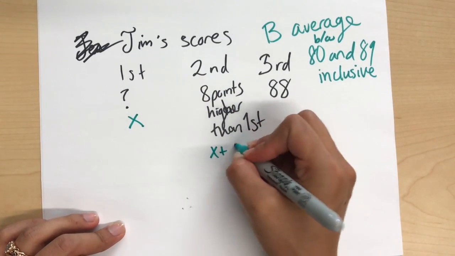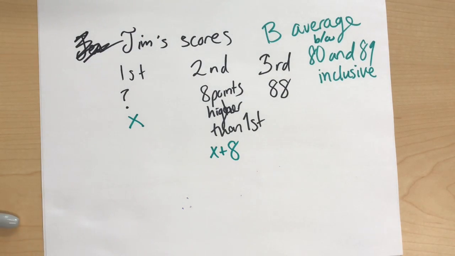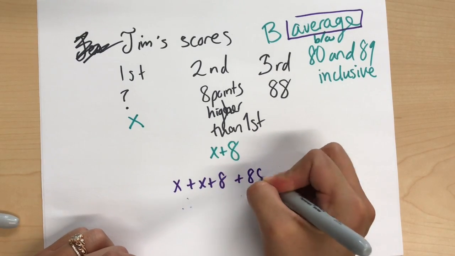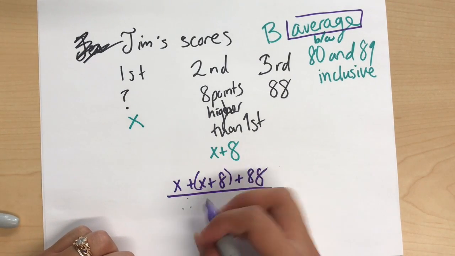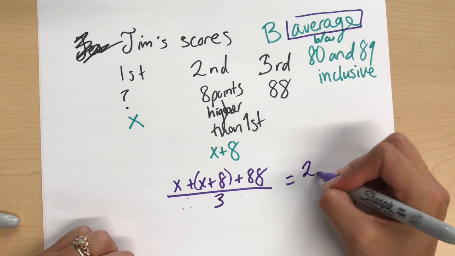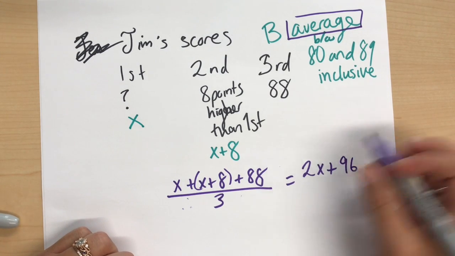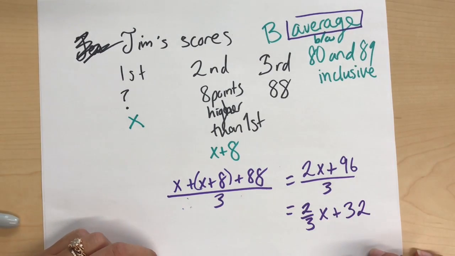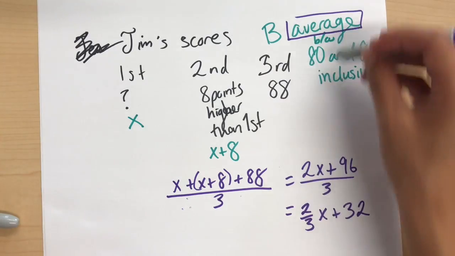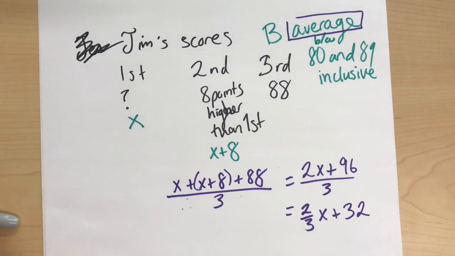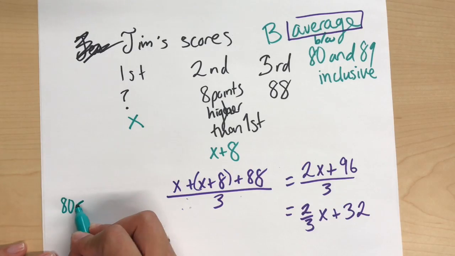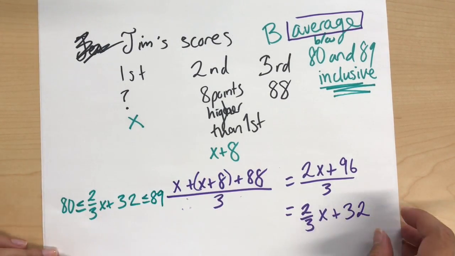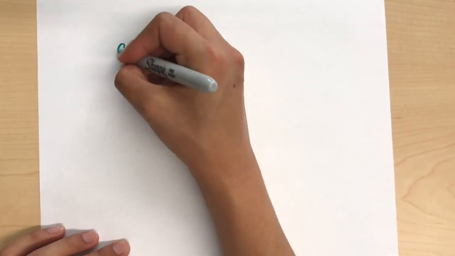So let's go ahead and call our first score x, and then our second score is going to be 8 points higher than that, so it's x plus 8. Now we're going to average these three. Remember that when we average, we add them all together and divide by the number of scores, which is 3. And I'm just going to add x and x plus 8 and 88. I end up with 2x plus 96 over 3, which turns into 2/3 x plus 32. Now I know that this is his average, but it's in between 80 and 89. Inclusive, right? So I'm going to write 80 is less than or equal to, because of the inclusive, 2/3 x plus 32 is less than or equal to 89.